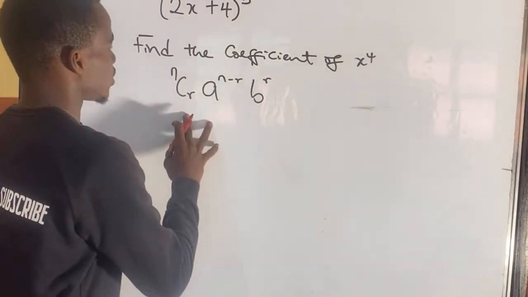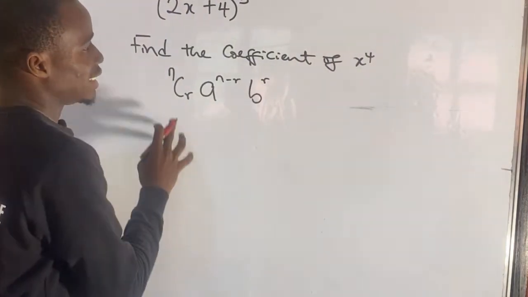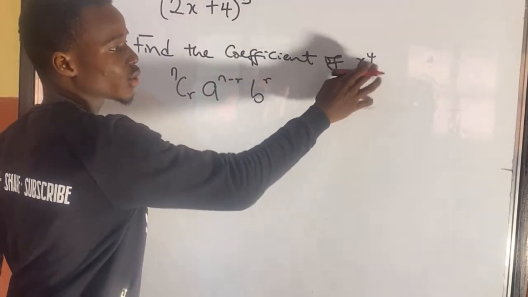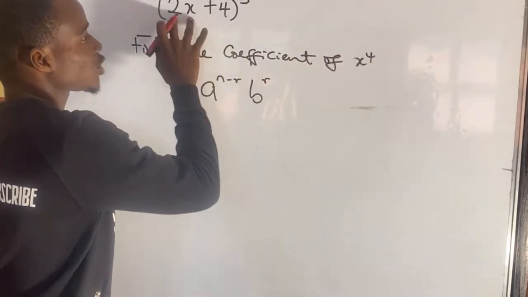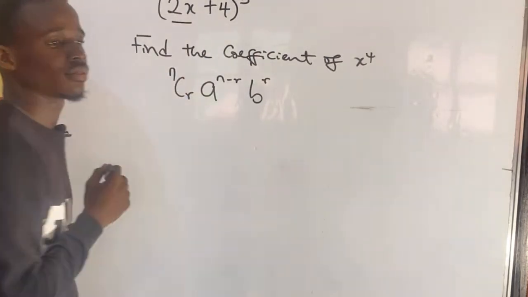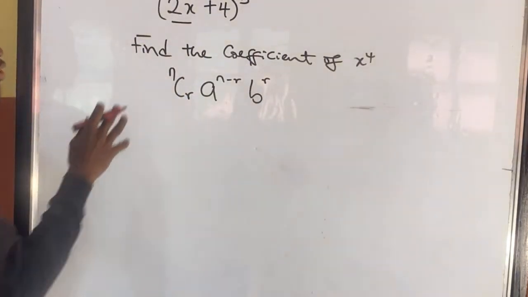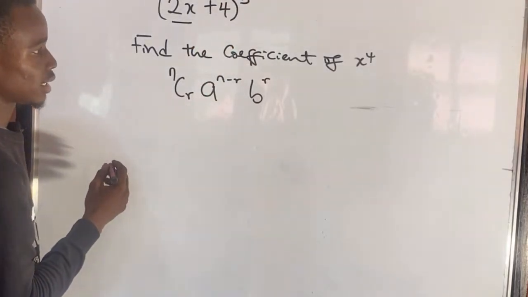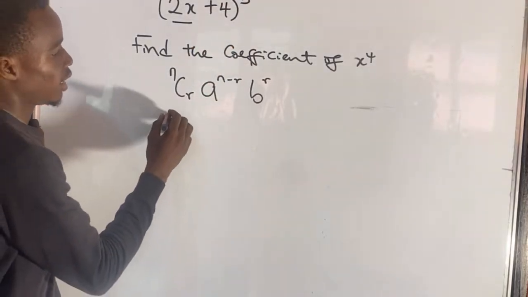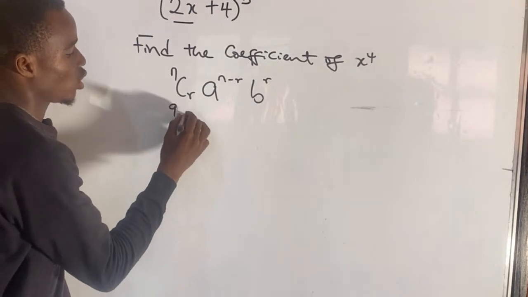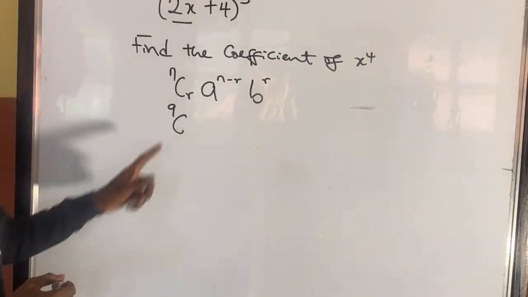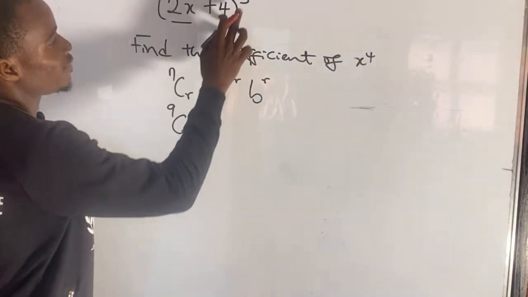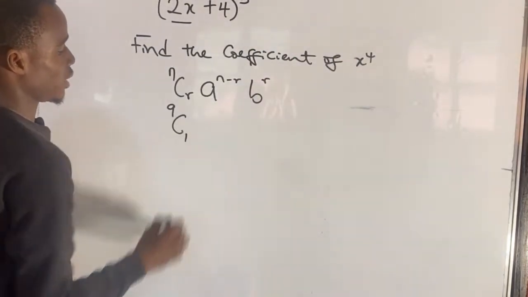So we have this. And this can be tricky because they say the coefficient of x raised to power 4. Where is x raised to power 4? Is it not a? Right? You know this serves as our a, this serves as our b. So it means that n is 9, combination our r. Our r will be 5 minus 4, which will give us 1.